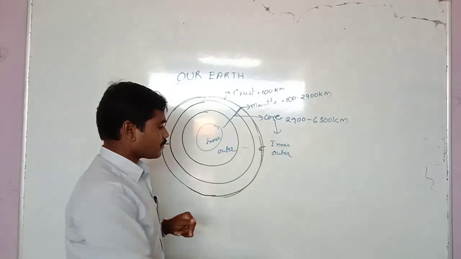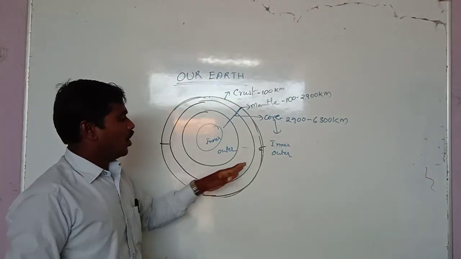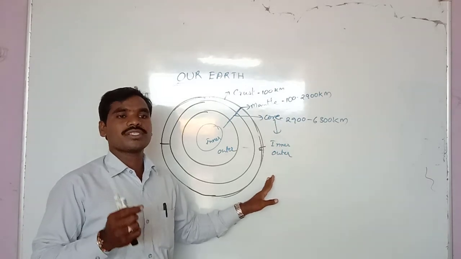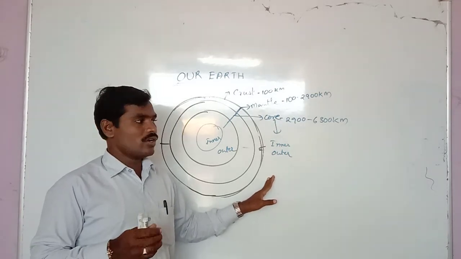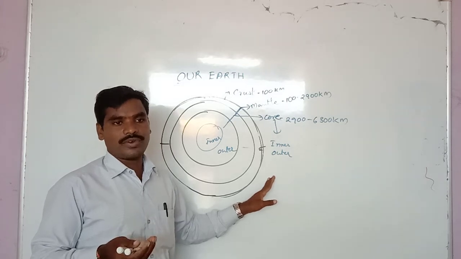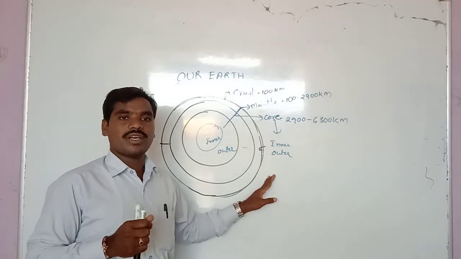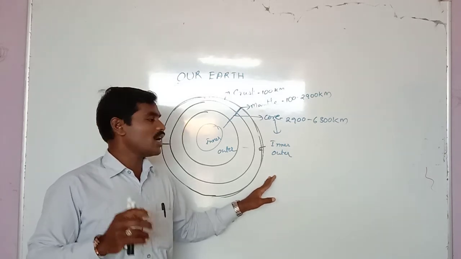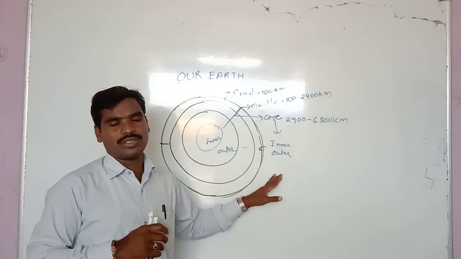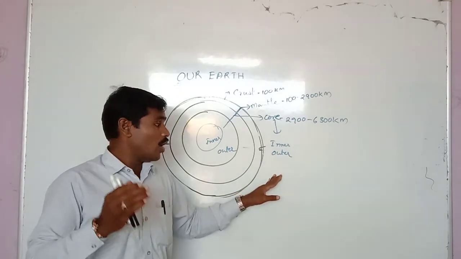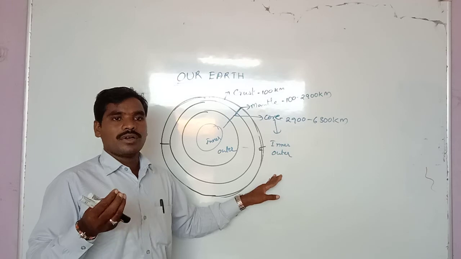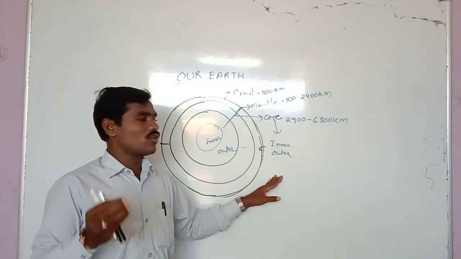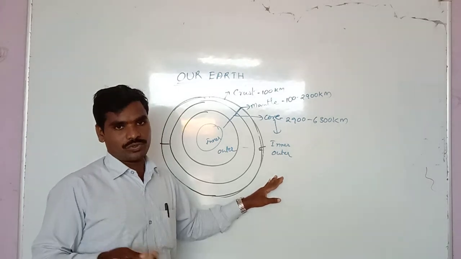Now, how were the continents and oceans formed on this earth? Right now, how many oceans and continents are there? We know there are 5 oceans and 7 continents. Once upon a time, these 5 oceans and 7 continents looked different. How they formed, we will discuss in the part 2 lesson.